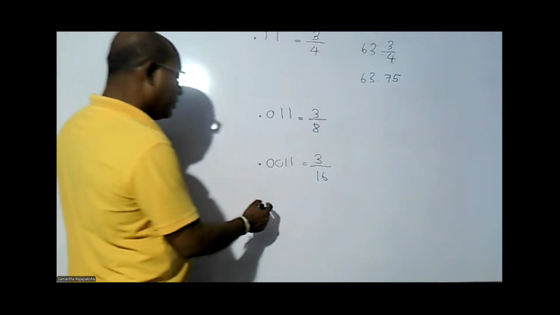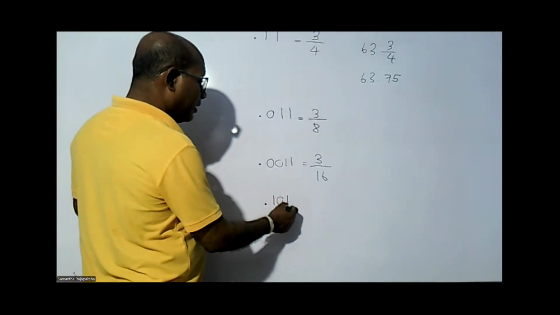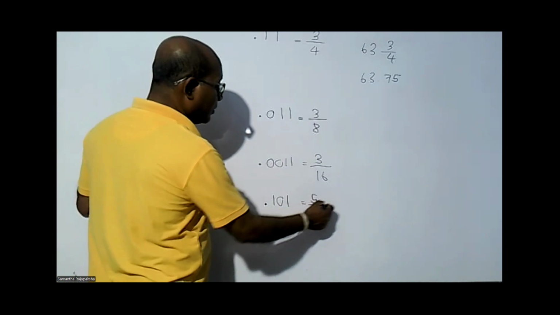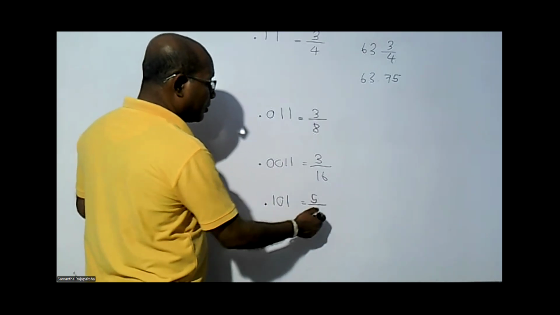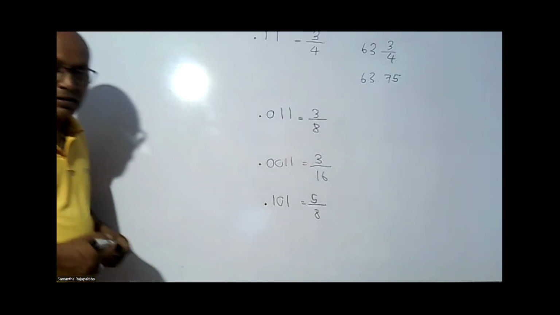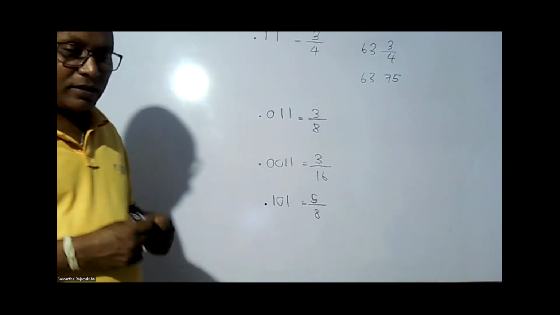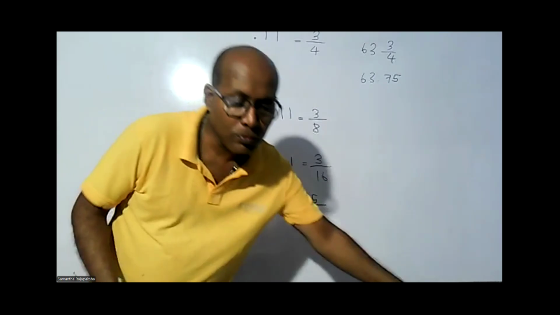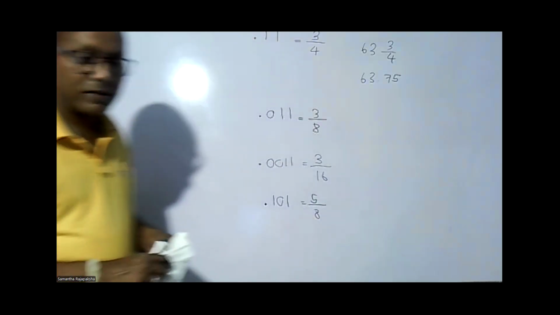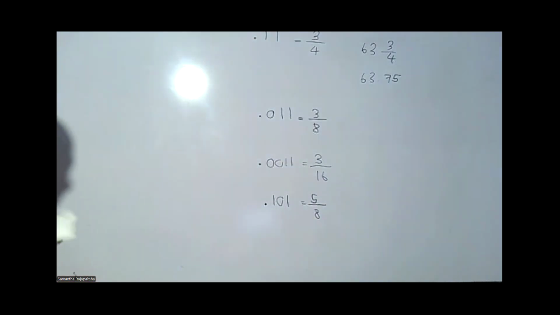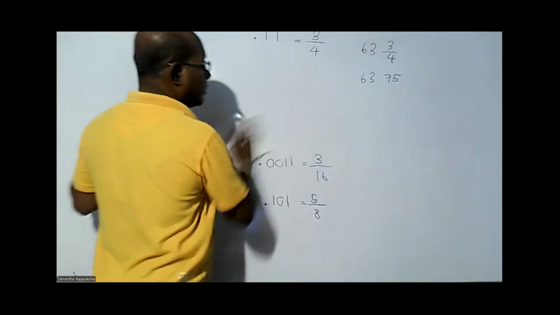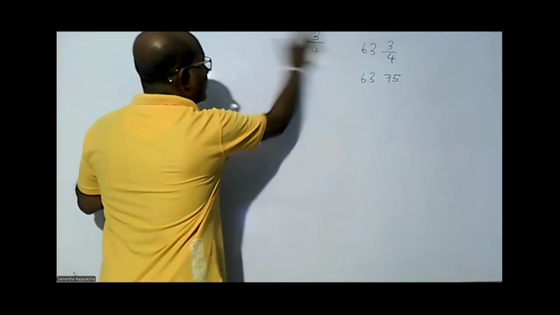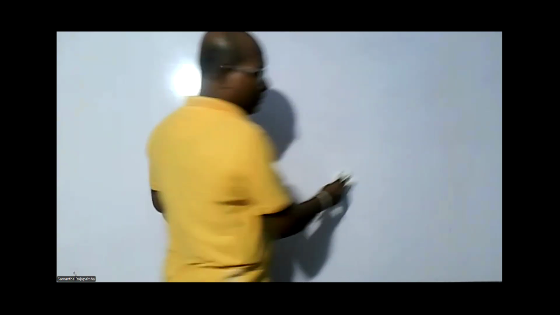Now, if you have an example, let's say 0.101. 101 means decimal 5. How many bits are there? 1, 2, 3. 2 to the power 3 is 8. So you can easily calculate the fraction. I assume you can understand it. Okay.